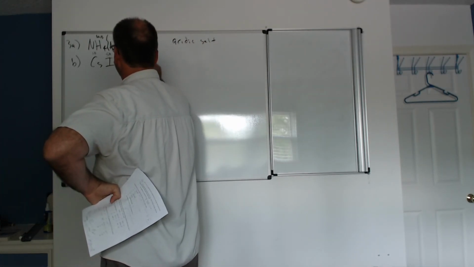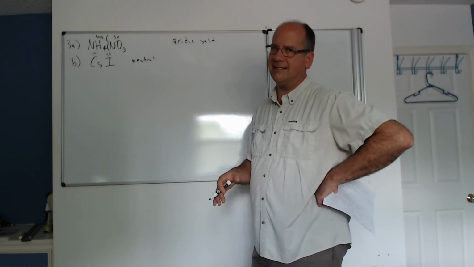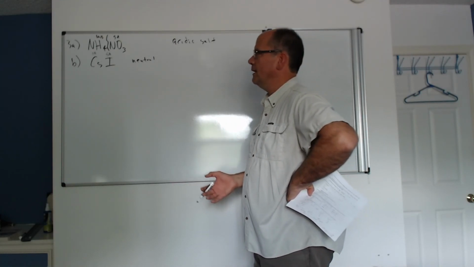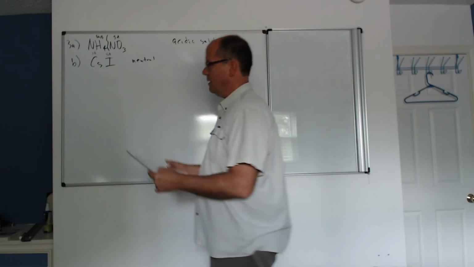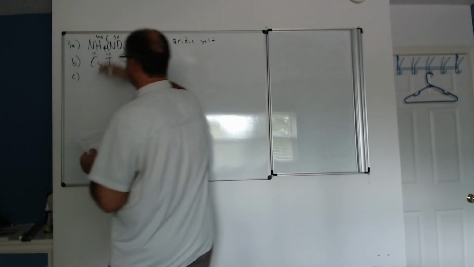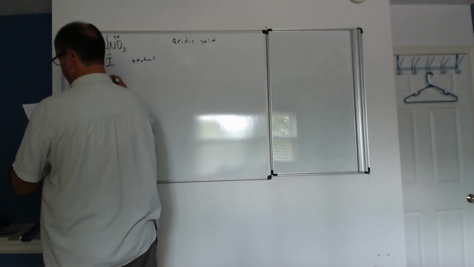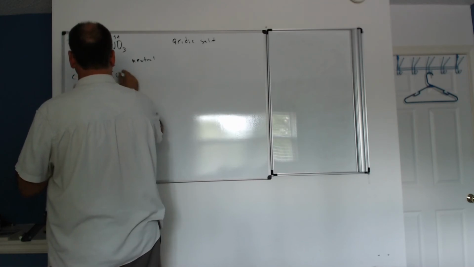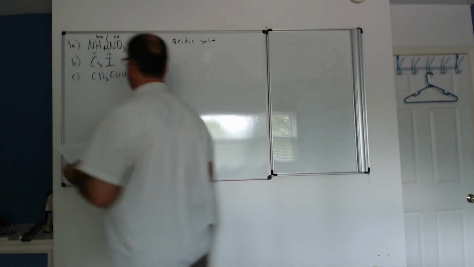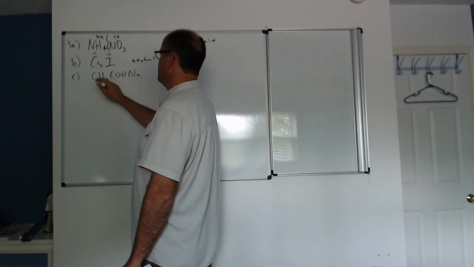That's going to be neutral, because a strong base is going to neutralize a strong acid. In general it's going to have a pH of 7. But then C is the opposite of A. So for C we have CH3COONa. What we're recognizing here is that we have two parts.